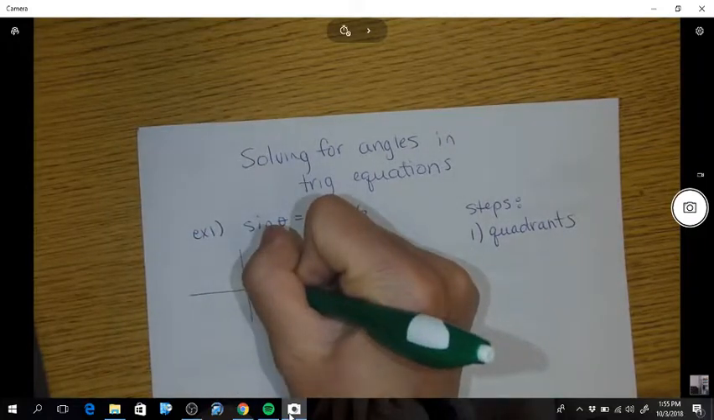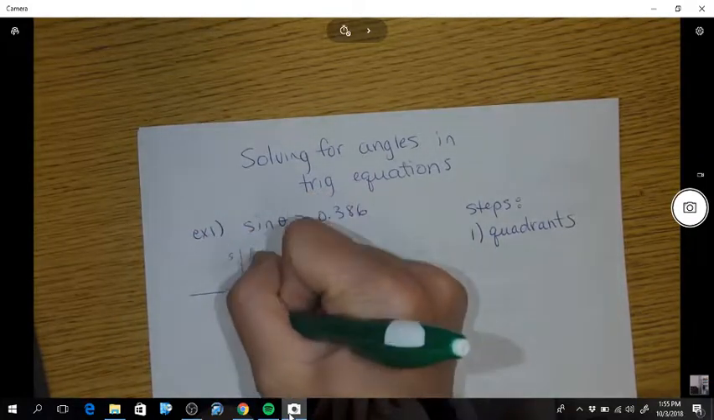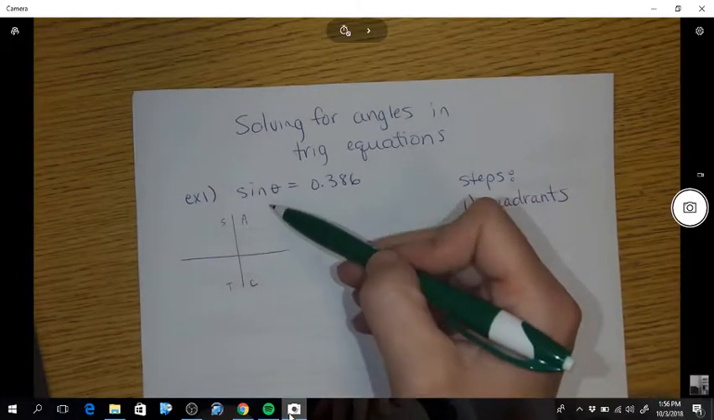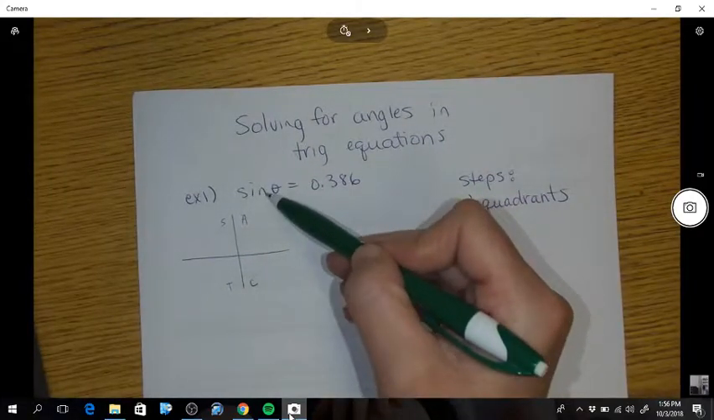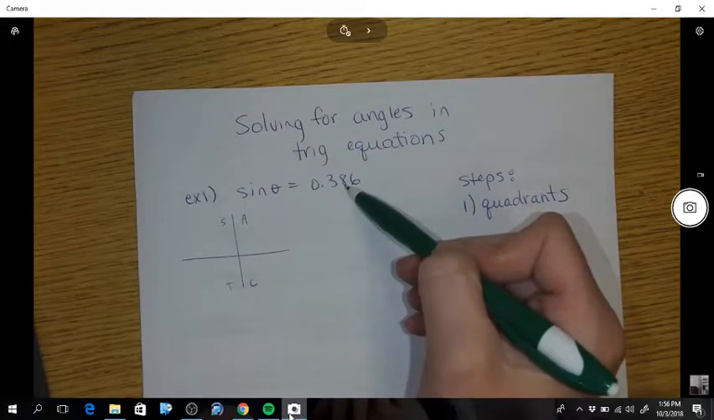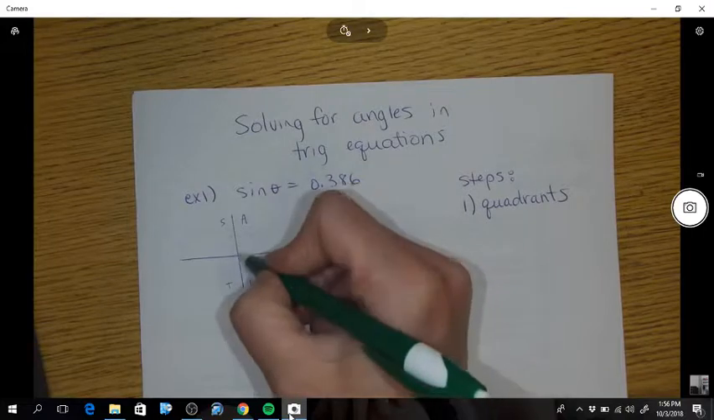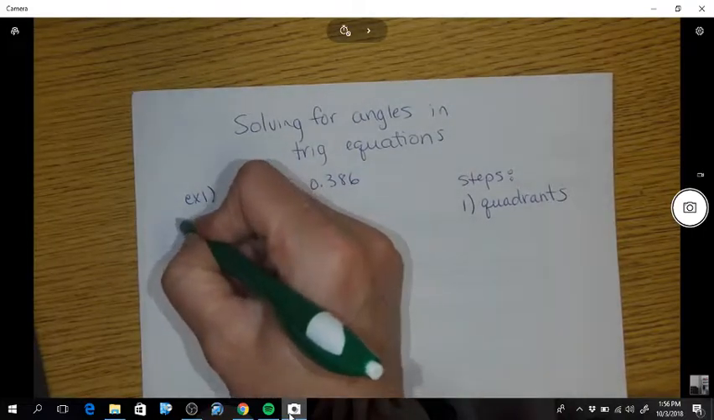Okay, so remember the ASTC that we did before? We are determining in which quadrants sine is a positive trig value. So sine is positive in here and here, quadrants 1 and 2.